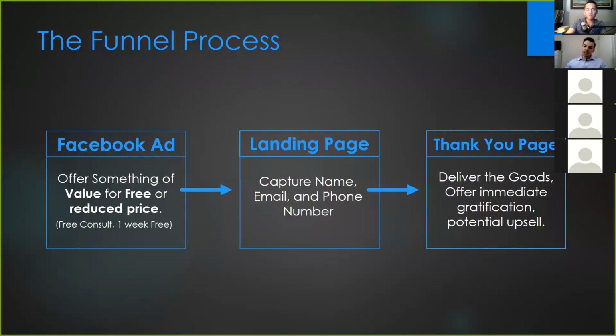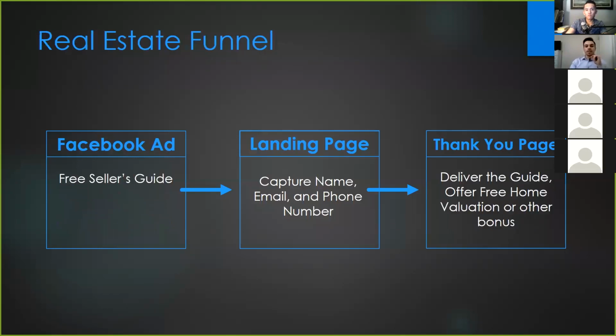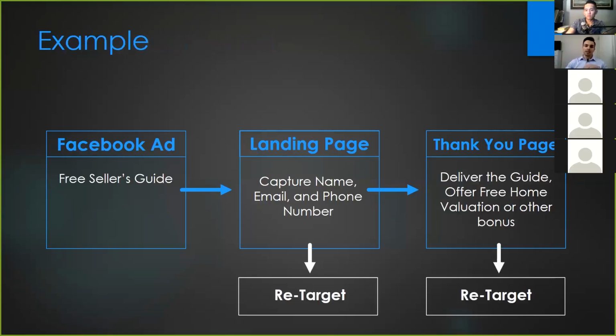And then after the landing page, you've got the thank you page, where you deliver the goods, give them immediate gratification, and you may have a potential upsell. And you're going to see real life examples of all these, so don't worry about that at all. You're going to be able to understand it a lot better real quick here. So this is a real estate example. For the front end offer, maybe for a Facebook ad, you might give away a free seller's guide. And then on your landing page, you'll capture their phone number and email, and on the thank you page, you'll deliver the guide. And then maybe you upsell them and offer them a free home valuation as well, so you can continue their process of going up that value ladder.